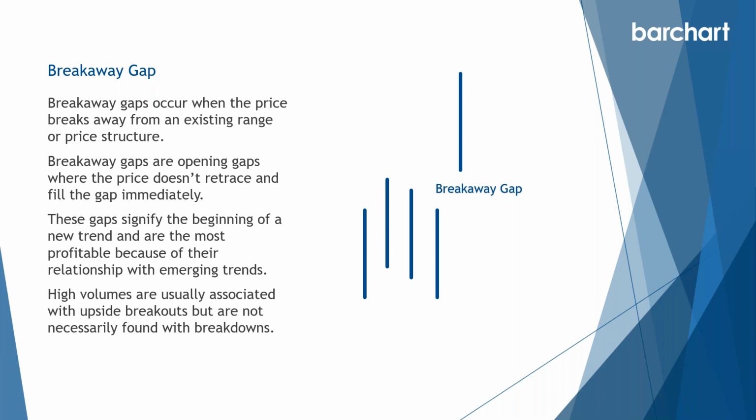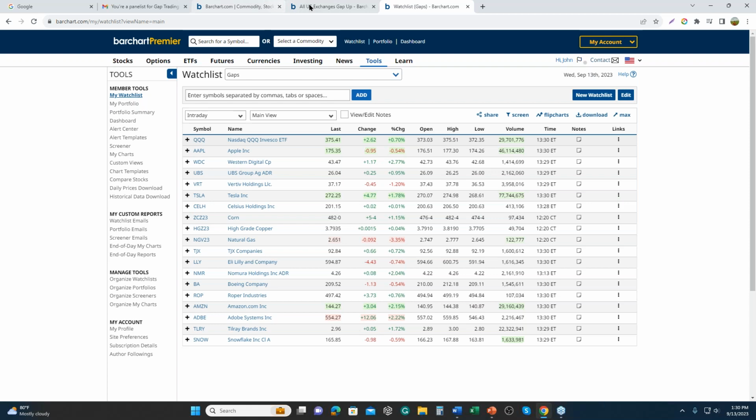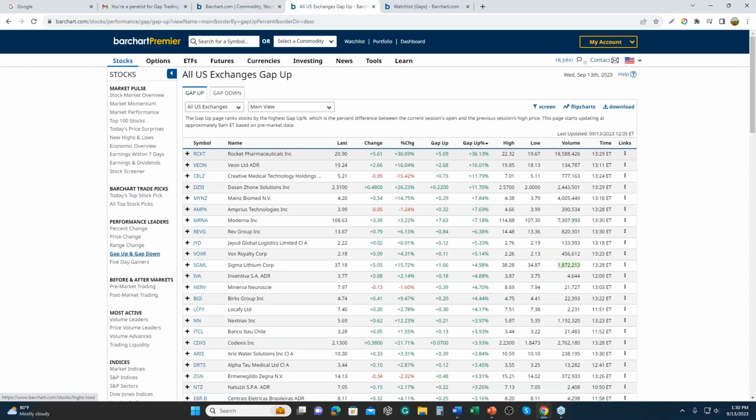breakaway gaps. And why? Because remember, breakaway gaps are very significant because they represent this large profit potential as price gaps and goes, as price makes this new trend. So what we're going to do is go to our gap page. And if you don't know where that is, under stocks, you can see a page called gaps up and gaps down. And what we do here is sort by the percentage of how much the market moves in terms of gap ups or gap downs. So you have that choice.